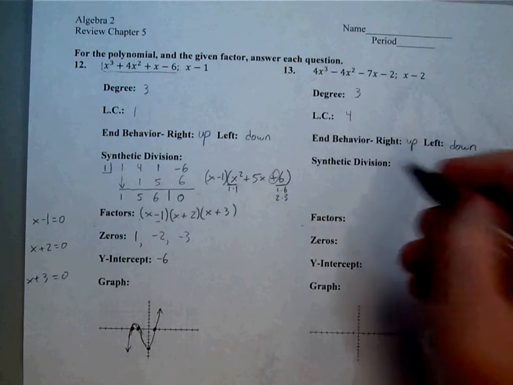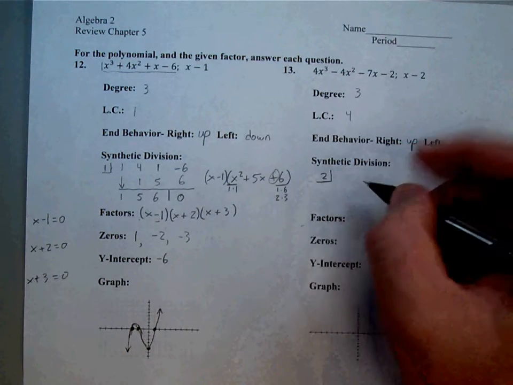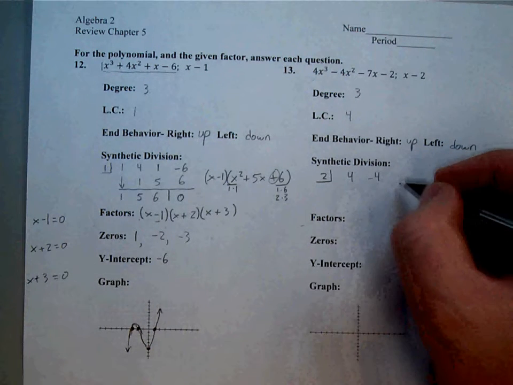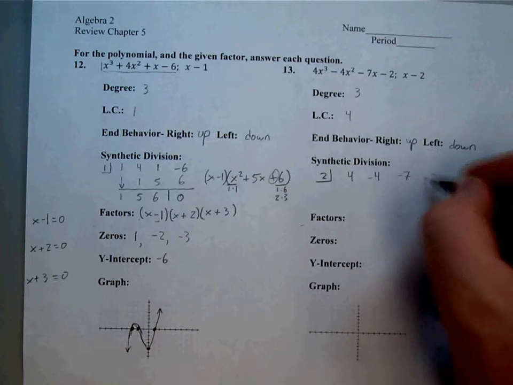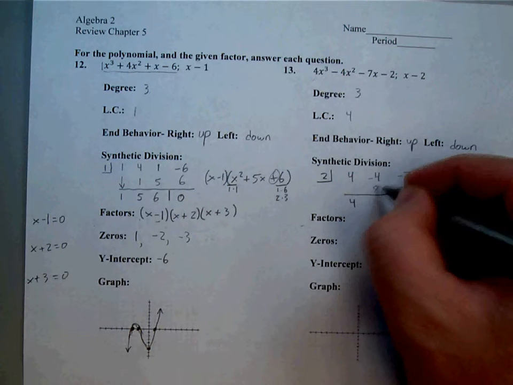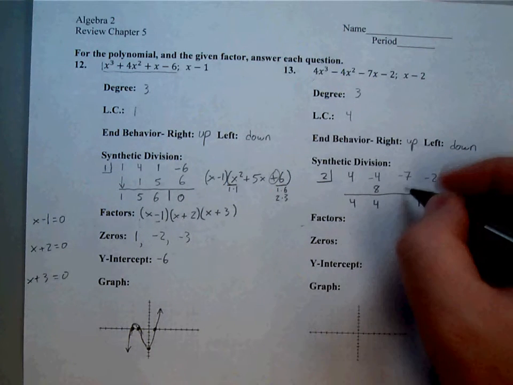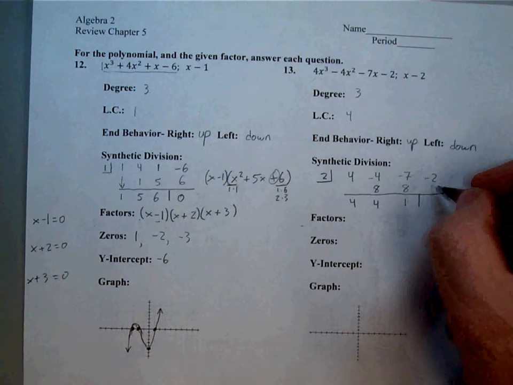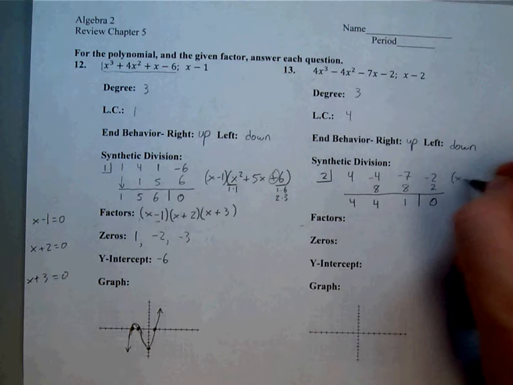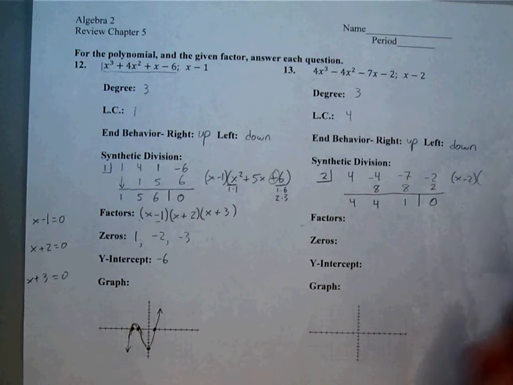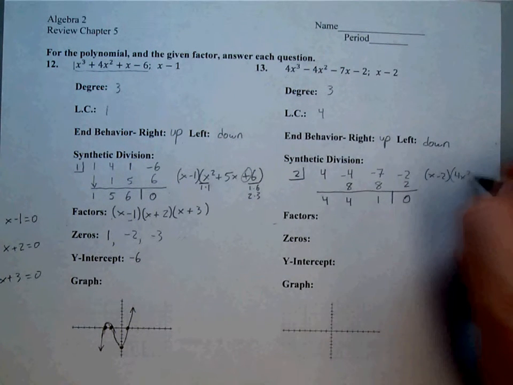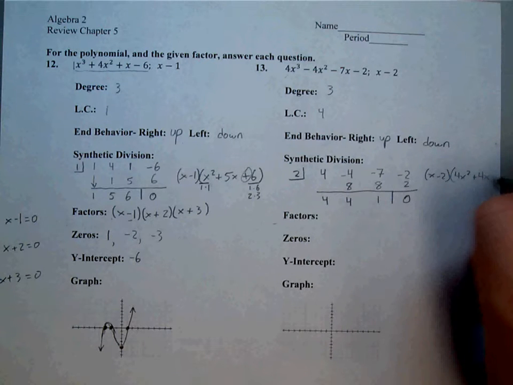Synthetic division. We have a factor of x minus 2, so positive 2 goes in the box. We had a 4x cubed, a negative 4x squared, a negative 7x, and a negative 2. So let's do synthetic division here. Should get a remainder of 0. 4 times 2 is 8. Get a 1. 1 times 2 is 2. Add those together, we get a remainder of 0. It was in fact 0. So I just factored out x minus 2, and now I'm left with 4x squared plus 4x plus 1.